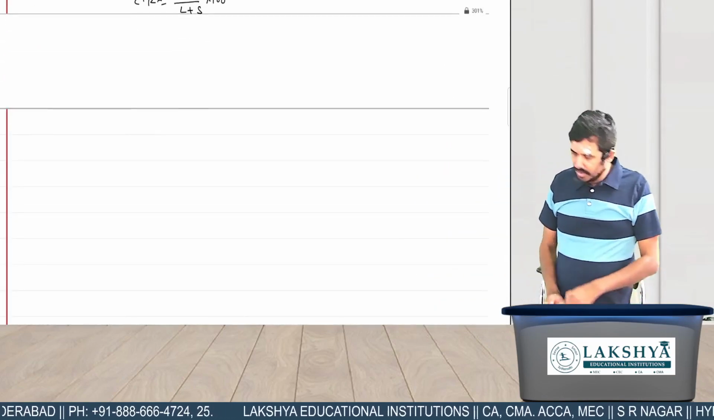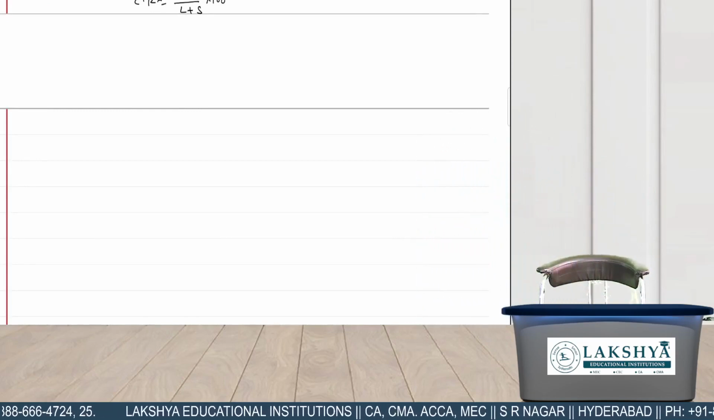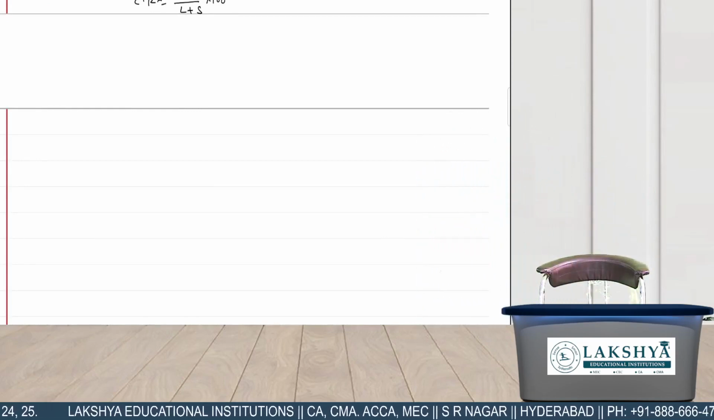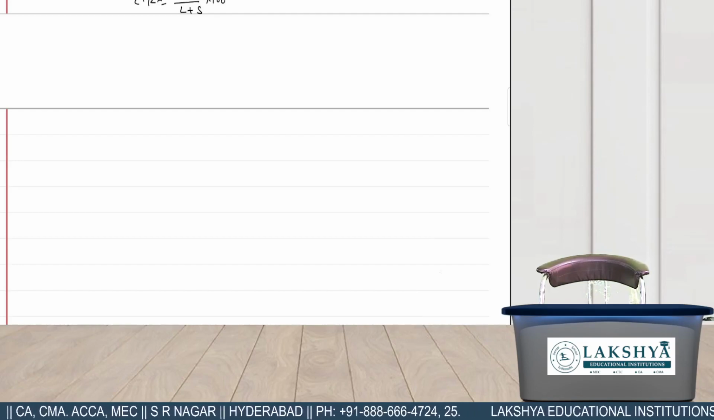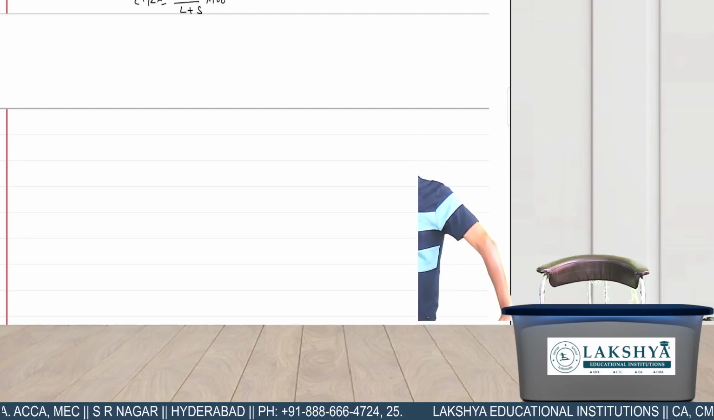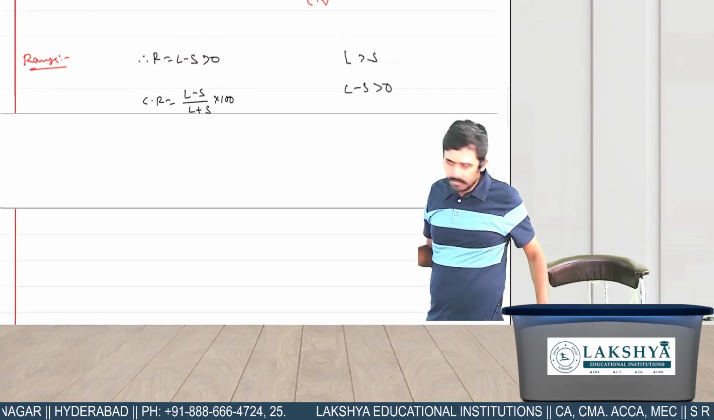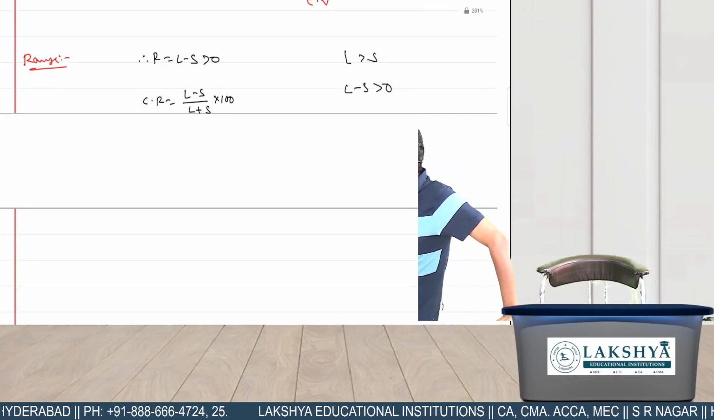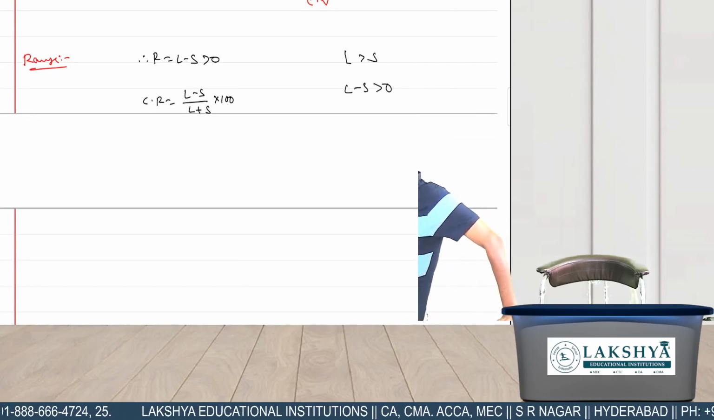See, range depends on how many observations? Only two observations. What are the two observations? The largest observation and the smallest observation, and the remaining observations are ignored. That is one of the main drawbacks in the case of range. Range considers only the largest value and the smallest value. That is the reason range doesn't give an exact measure of dispersion.